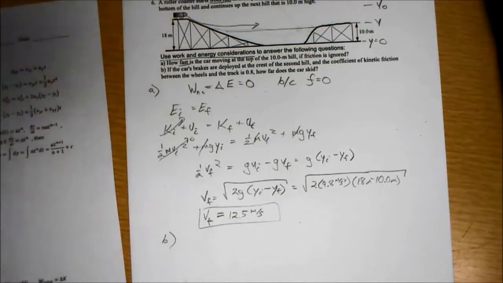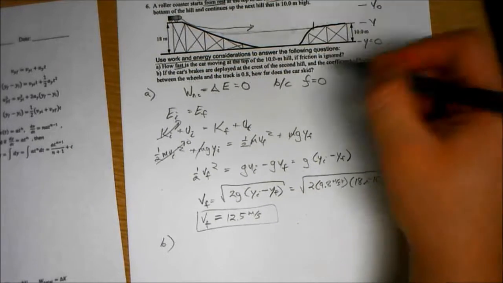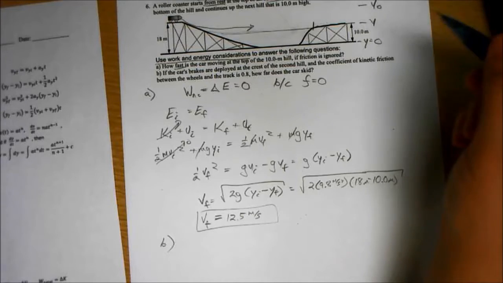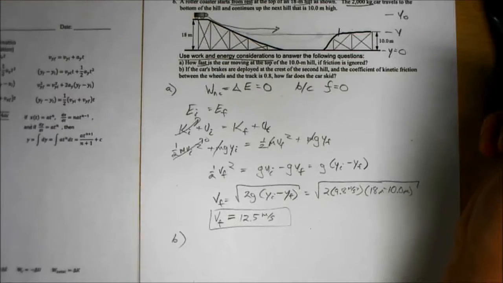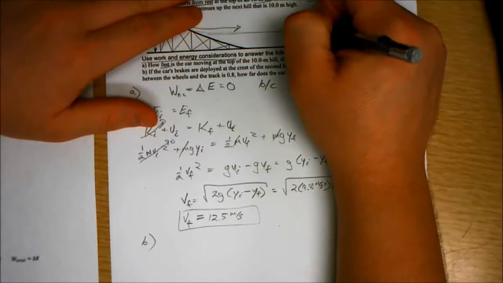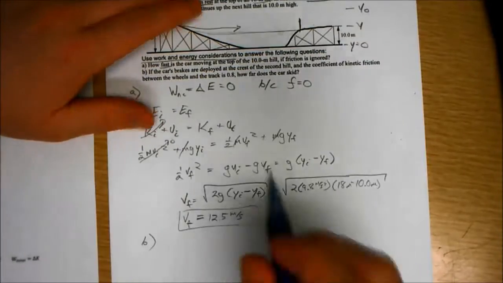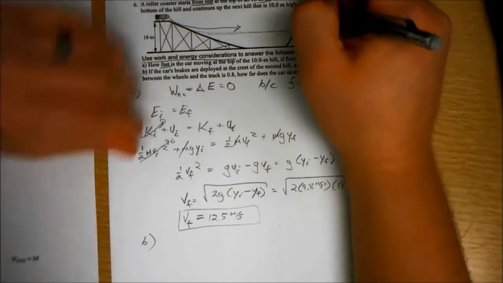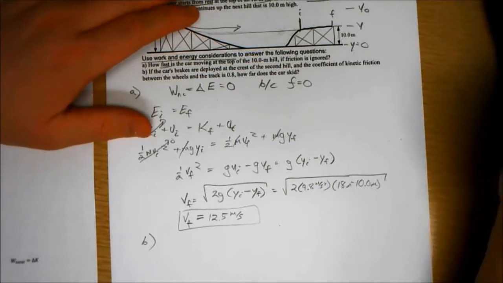B, the car's brakes are deployed at the crest of the second hill, and you have the coefficient of friction between the wheels and the track. How far does it go? So we're going to redefine all our variables here into initial and final. So now this is the initial part, and this is the final part.